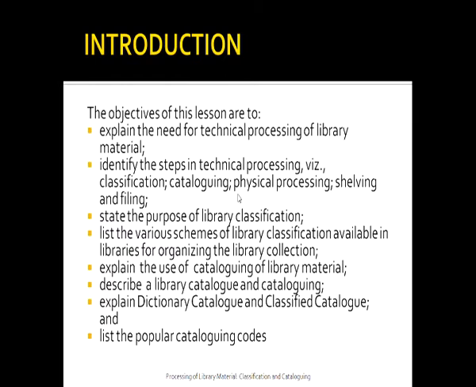Besides this, we will try to list the various schemes of library classification that are available in present libraries for organizing the library collection. We will also explain the use of cataloging of library material. Then learners will also describe what a library catalog and cataloging is all about. We will also explain what a dictionary catalog is and what a classified catalog is. And besides this, we will also list some of the popular cataloging codes.